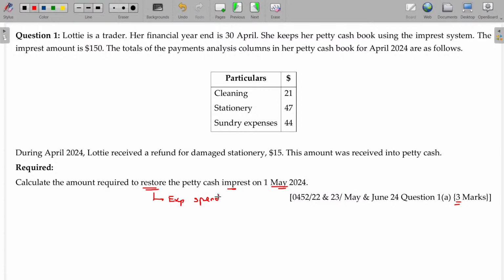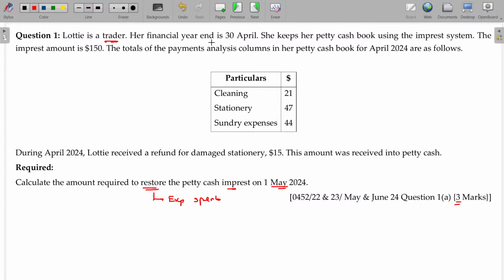Okay. How do you restore? Whatever the amount you spend, you have to get it back. That's all. You have 1000 rupees in your purse. You spend around 600 rupees. You have only 400 in your pocket. Go and ask your parents to get another 600 rupees. Again, it makes equal to 1000 rupees. The amount spent will be the amount required for restoring the petty cash.